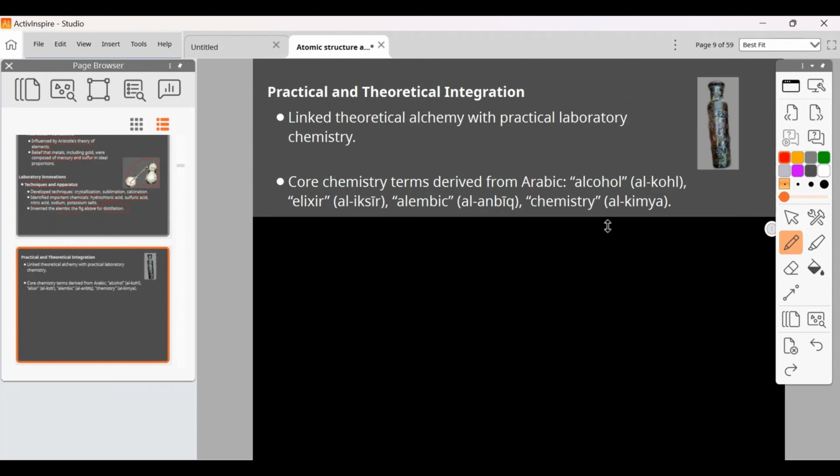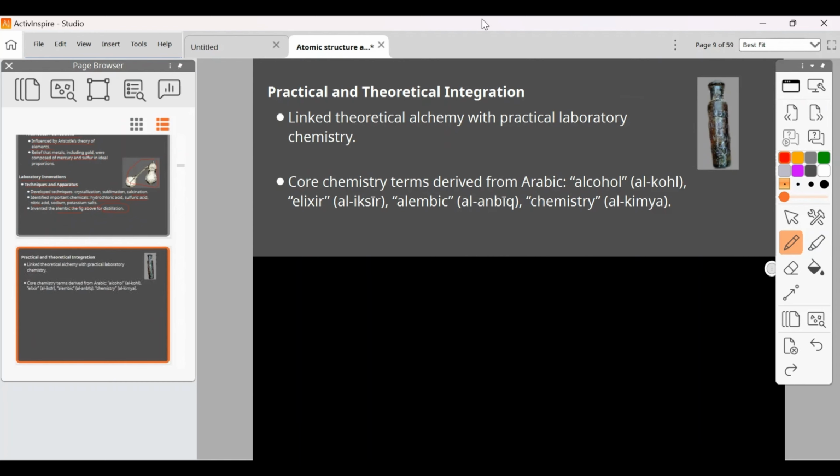Okay, practical and theoretical integration. This links theoretical alchemy with practical laboratory work in chemistry. And this is a very big credit to Jabir ibn Hayyan. He used the theory of the Greek philosophical thoughts and he used practical laboratory chemistry.